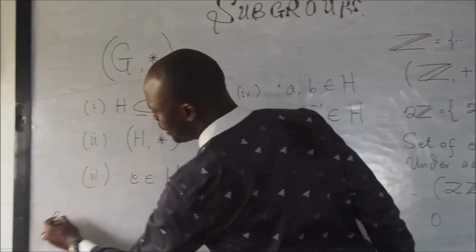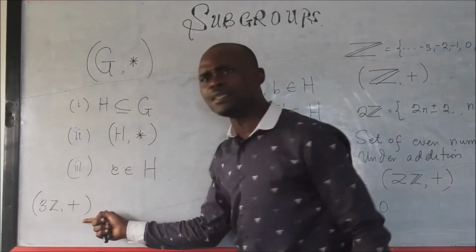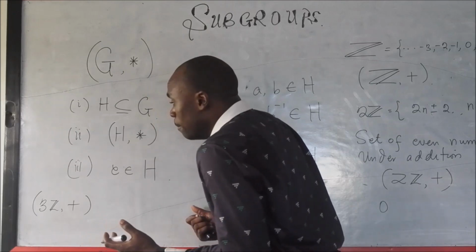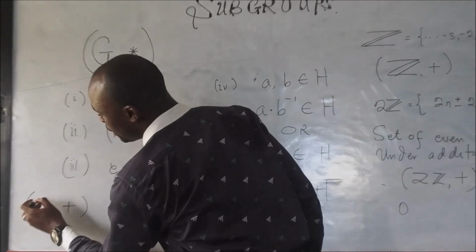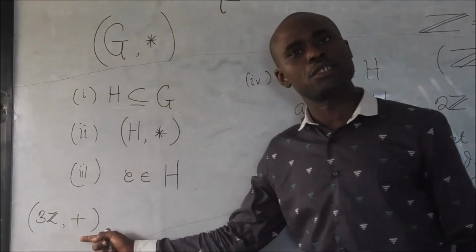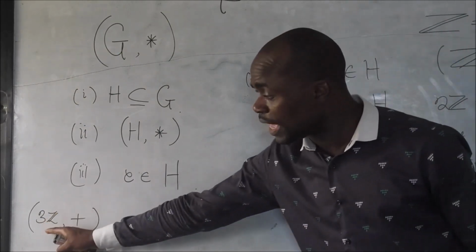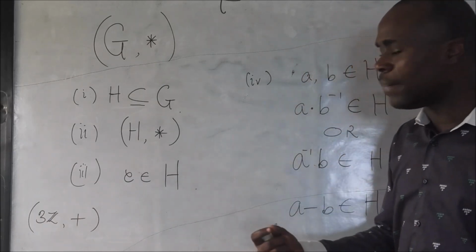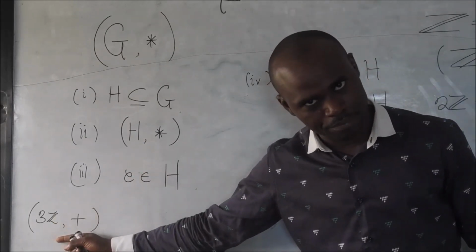If I were to multiply this, is this a subgroup? Or simply let me call it 3Z, it makes it easier when I say 3Z. So is this a subgroup? Now we need to think of that. If we are going to be having numbers that are multiples of 3, if you take any two numbers here and add it together, is it going to give you this? That is a very big question.